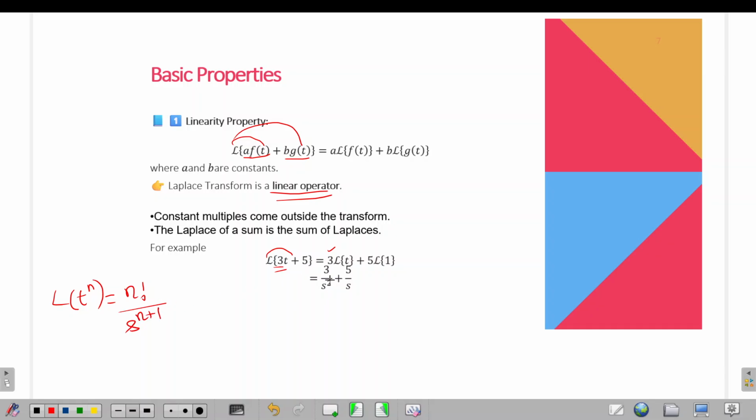For n equal to 1, we have L of t as 1 by s square. So it will be 3 by s square here. Similarly, L of 1 will be equal to 1 by s, so we have 5 by s. So the Laplace transform of 3t plus 5 will be equal to 3 by s square plus 5 by s.